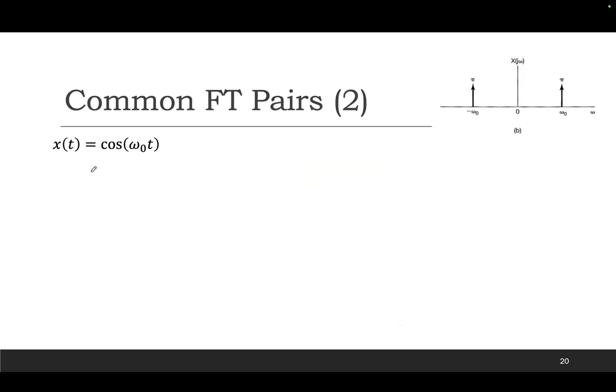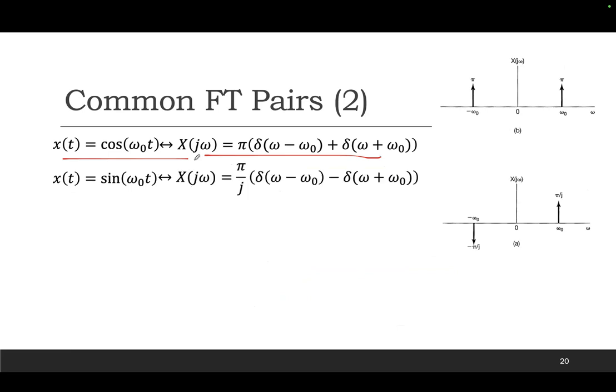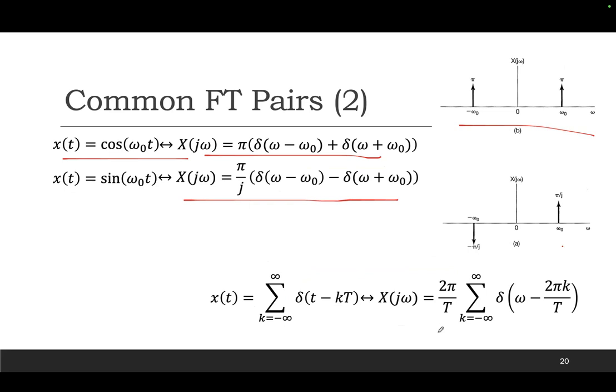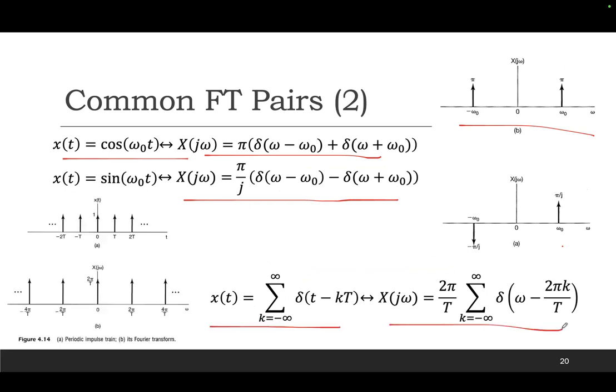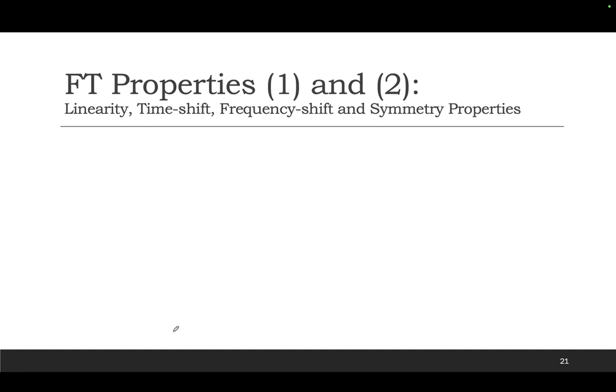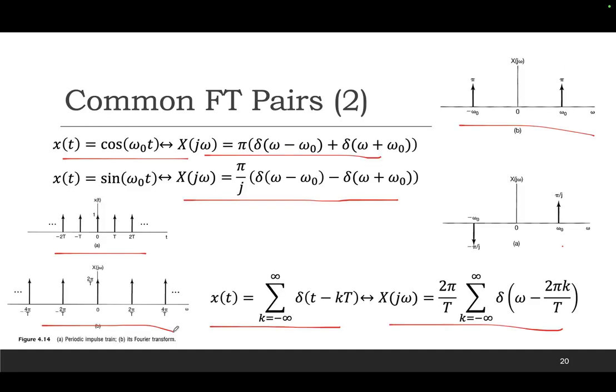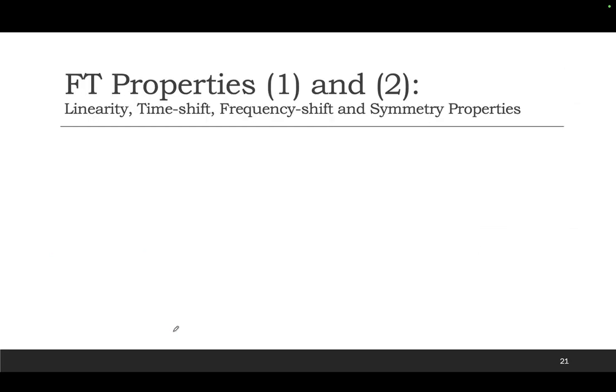Okay, let's review more common FT pairs. If your signal is like this and your FT is like this, we talked about this before. And if your signal is like this, then your FT should be like this. If you draw it, it's just this one and this one. And if your signal is like this, then your FT is like this. This is your signal and this is your FT. These are some common FT pairs, because based on these common FT pairs and properties, you can get the FT of more complicated signals.